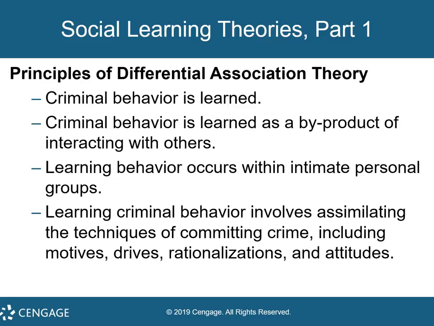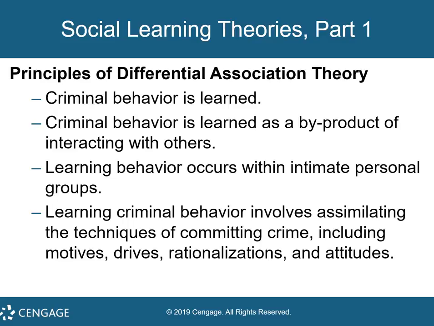And in the principles of differential association theory, Sutherland and his successor, Cressey, explain some of the basic principles. I'm going to cover them just very quickly. The first one is that criminal behavior is learned. The second one, criminal behavior is learned as a byproduct of interacting with others. The third one, learning criminal behavior occurs within intimate personal groups.